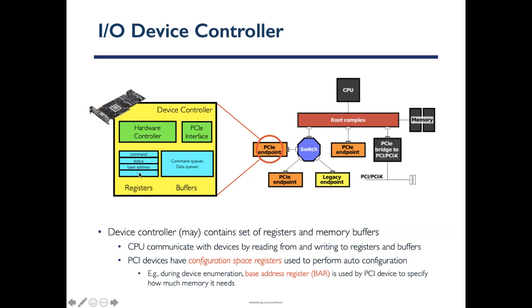So some examples of the registers you could have: a command register, a status register. We'll talk about base address registers. These are registers that you can read or write depending on their functionality. So the operating system can communicate with the device driver using these registers.